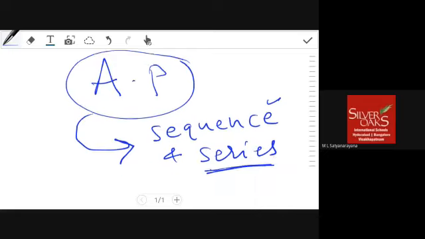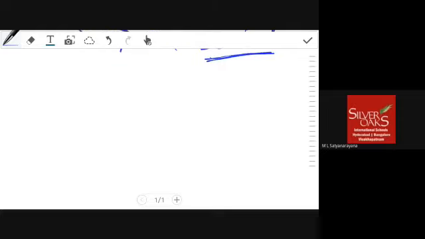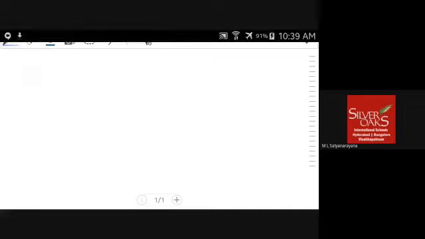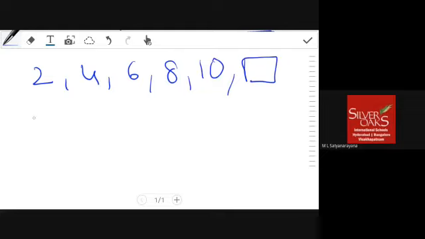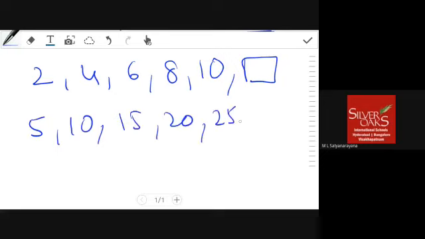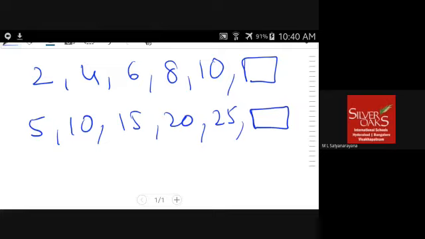Okay, so before dealing with sequence and series, let me write some number series, like 2, 4, 6, 8, 10. Then if I ask you what will be the next number, you know the answer, right? 5, 10, 15, 20, 25. Then what will be the next number? Definitely you know the answer. So you have to observe there is some pattern going on.